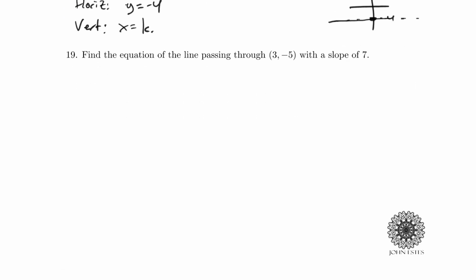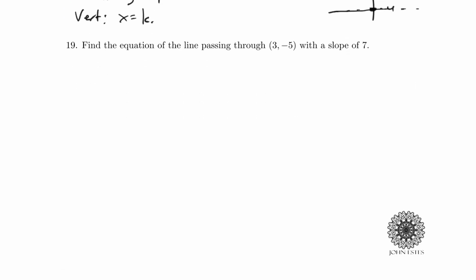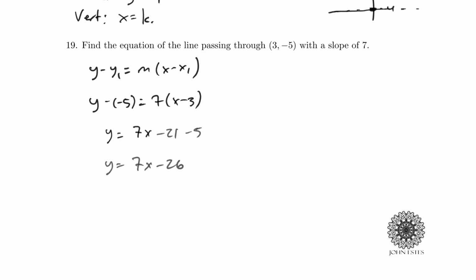Alright, number 19. Find the equation of the line passing through 3, negative 5 with a slope of 7. We're using point slope form. y minus y1 equals m times x minus x1. They gave me a slope. So I say y minus a negative 5 equals 7 times x minus 3. Or once I simplify that, I get y equals 7x minus 26.